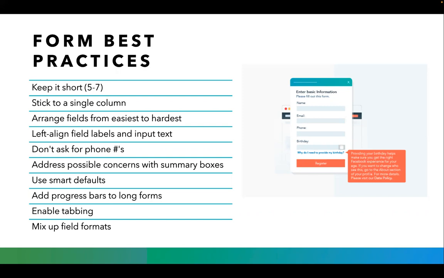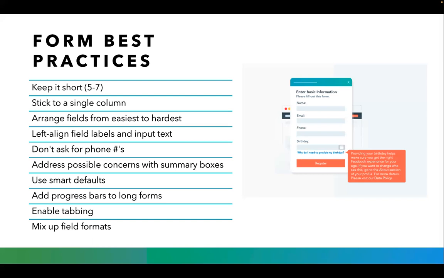Second, stick to a single column. Single column layouts are easy to follow, understand, and complete when submitting those forms. A study by CXL Institute found participants were able to complete a single column form an average of 15.4 seconds faster than a multi-column form. So that's huge, 15.4 seconds. I mean, that's pretty fast for somebody to fill in that form as quickly as possible.